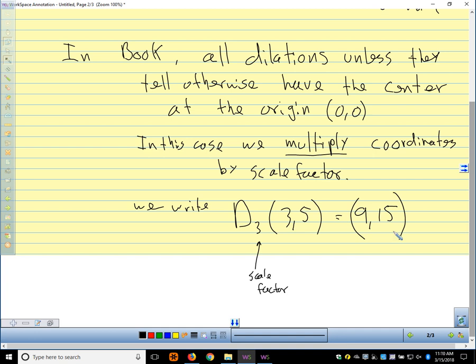So on your project, if you decide to make your dilation with a scale factor of 3, you just multiply all the coordinates of your original figure by 3, and you have your dilation. You plot those, and you're going to have a figure that's 3 times as big as your original. So this is what makes dilations, the way that we're going to do them, pretty easy. All right, questions?